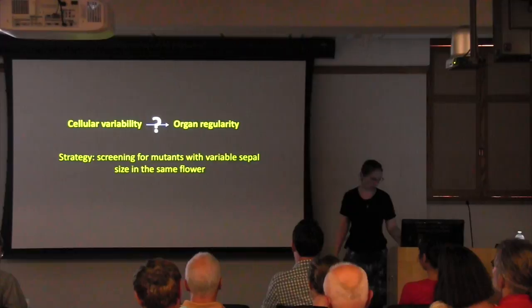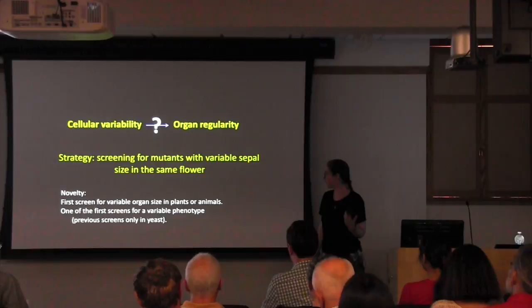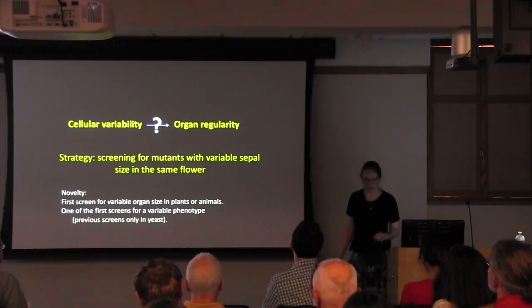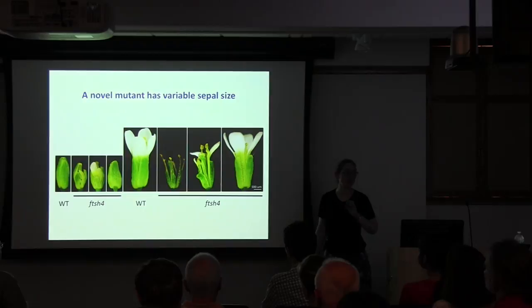And this is a really novel screen. No one has done this before, screening for variable organ size in either plants or animals. People have screened for bigger or smaller, but never variable. And it's one of the first screens to actually look for variability at all. There's been a few previous screens in yeast. And Leland found this spectacular mutant called FTSH4. And FTSH4 completely nails variability. It's got everything going on.